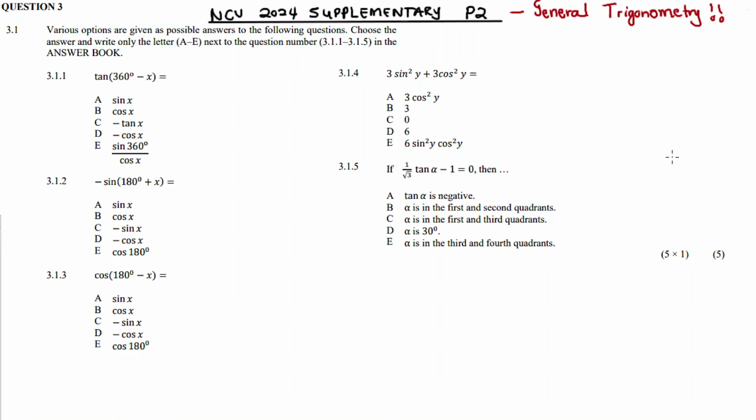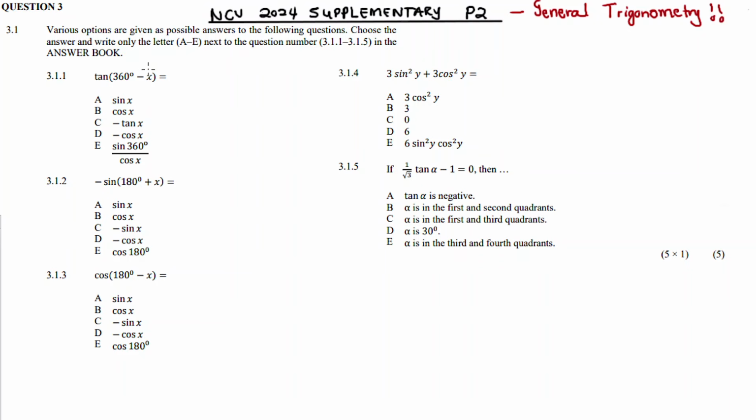Alright, for this recording, we'll be answering question 3 coming from the NCV 2024 supplementary paper 2. This question 3 is all about general trigonometry, your cosine, sine rule, and the area rule. We're also going to be discussing identities and solving trigonometric expressions. So let's look at 3.1, which is a multiple choice type question.